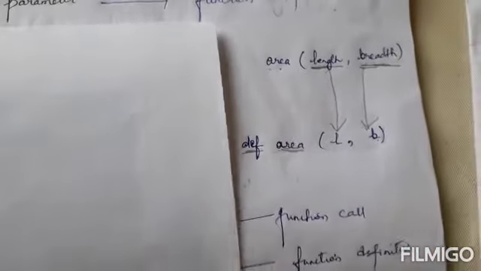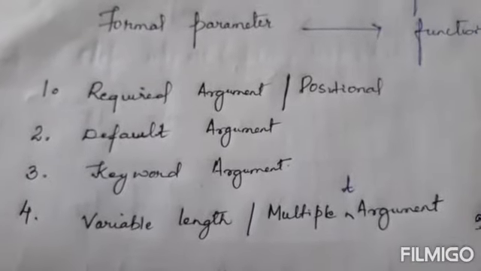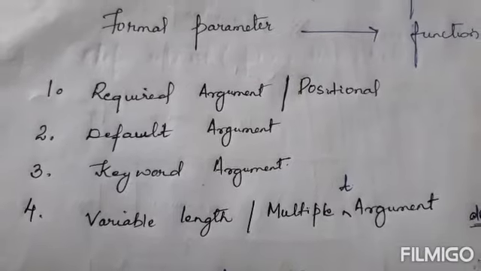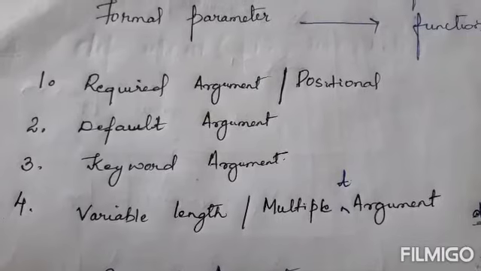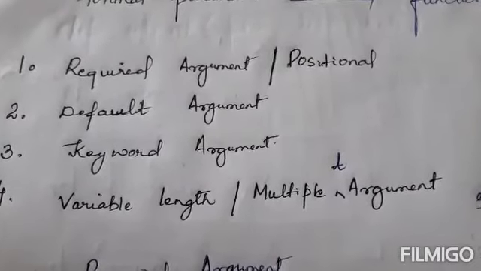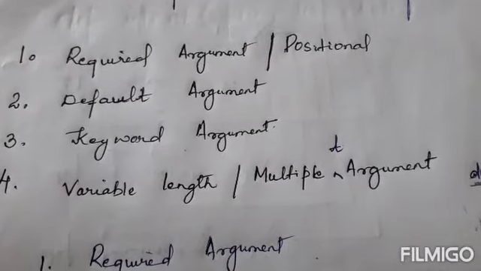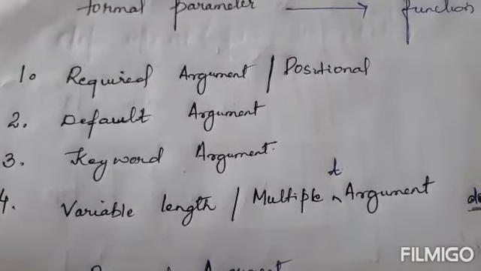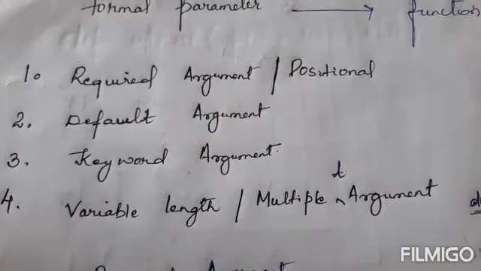Now, in a function, there are different ways of passing an argument from the function call to the function definition. That means you will be passing the parameter from the function call and receiving it in the function definition. These are the four different ways of passing your parameter in Python. One is the required argument or the positional argument. Second is the default argument. Then you have the keyword arguments, and then the variable length or multiple argument type. We'll discuss these one by one.